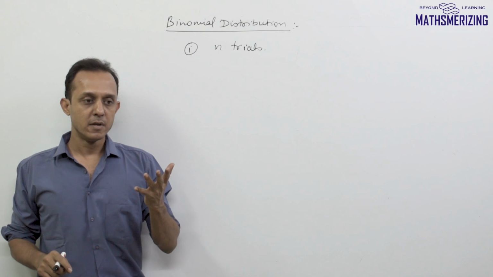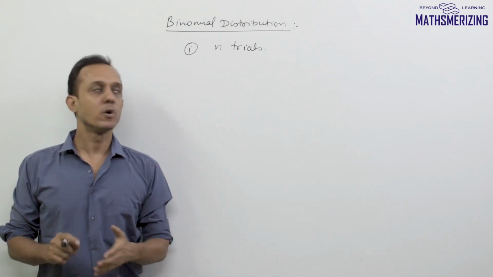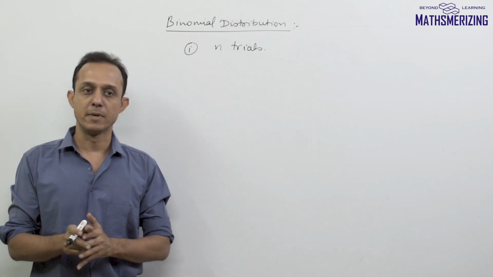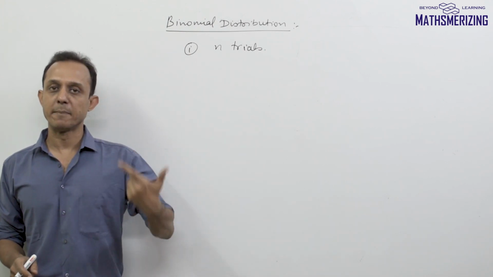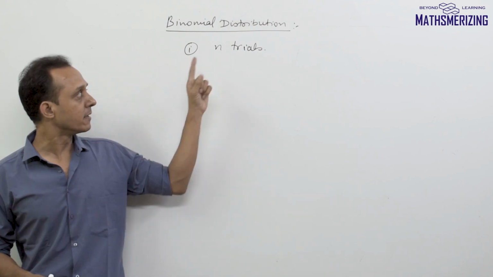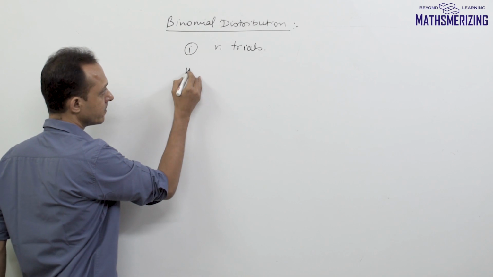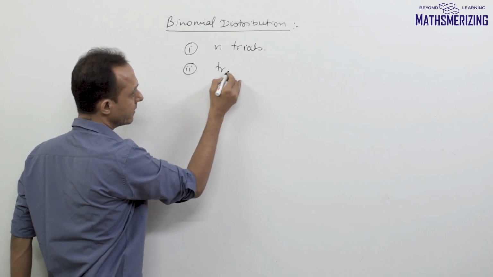Or say, for example, suppose a coin is tossed 10 times. Or it could be we have simultaneous occurrences of n similar things. Maybe 10 coins are tossed simultaneously. So both these scenarios represent there are n trials. Now the second condition is trials are independent.